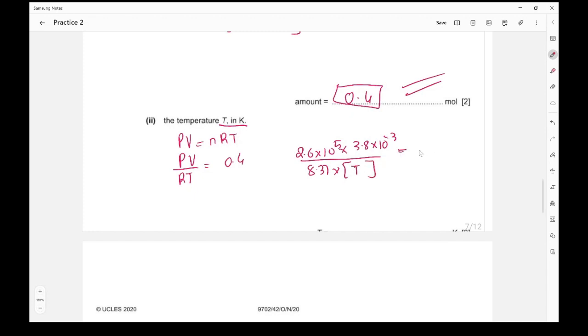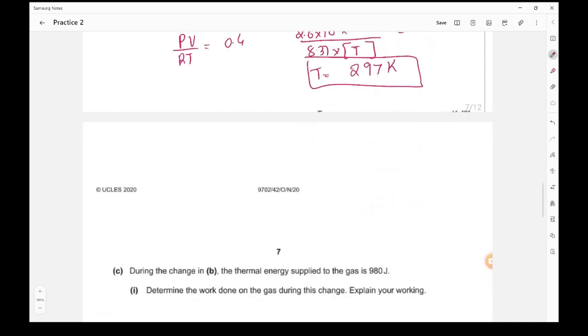And then this is going to be, I'm just going to be using the calculator version, but I'm just going to be writing down 0.4. So let me just do this calculation directly. So that means I'm just going to simply multiply this by 8.31. And let's just do it directly. 2.6 into 10 raised to power 5 multiplied by 3.8 into 10 raised to power minus 3. And then divided by the answer, making sure T is the subject. So this gives me a value of, rounding it off to three significant figures, 297 Kelvin. So this is the value that I'm getting. Okay. So this is done. Let's just move on to the next part.